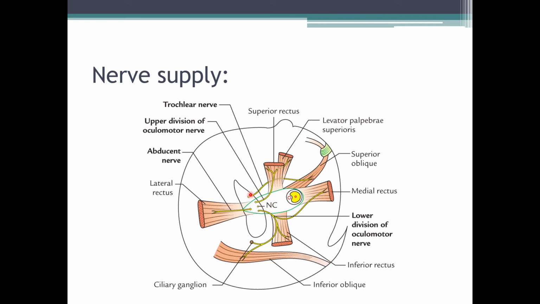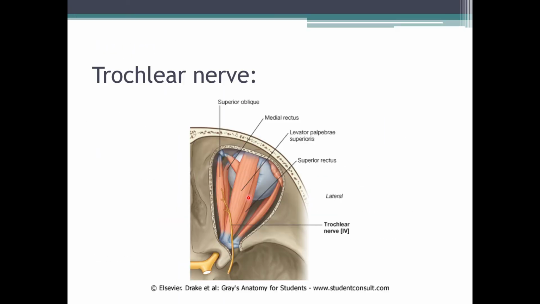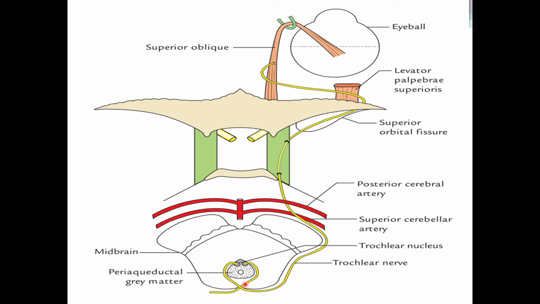See, this is the trochlear nerve coming via the upper part of the superior orbital fissure. The trochlear nerve is the fourth cranial nerve, which supplies only one muscle, the superior oblique muscle, from its orbital surface. So which muscle is the trochlear nerve supplying? The superior oblique muscle. Now again, the intracranial and intraneural course.